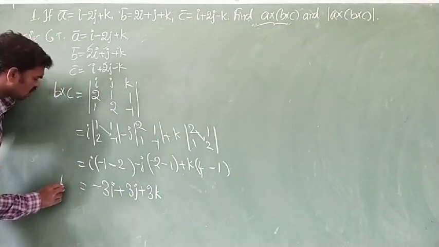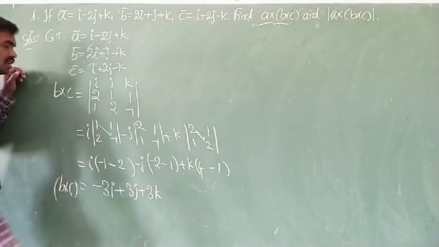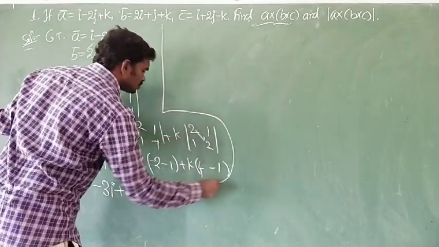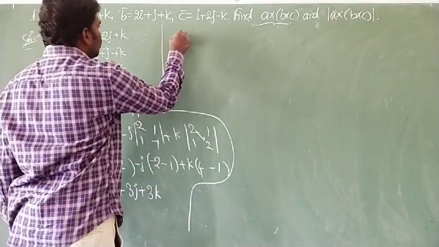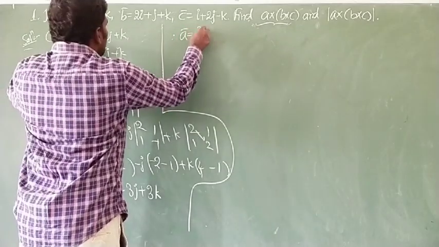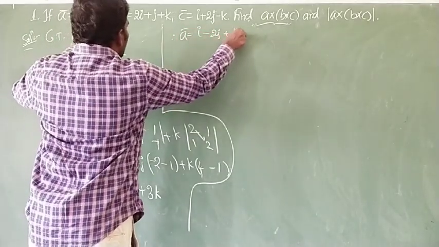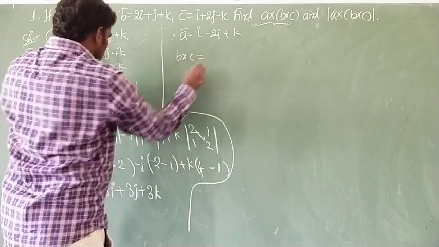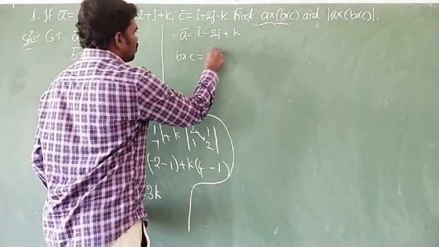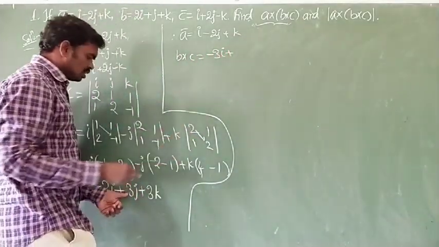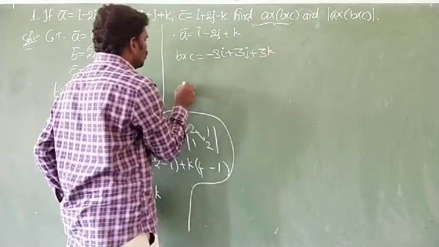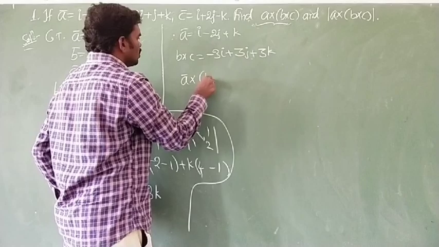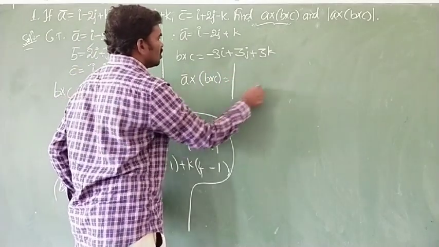So this is B cross C. So next, what do we have? A cross B cross C. So now we have A. What is A? I minus 2j plus k. And what is B cross C? B cross C we have, that is minus 3i plus 3j plus 3k. So now therefore A cross B cross C is what?